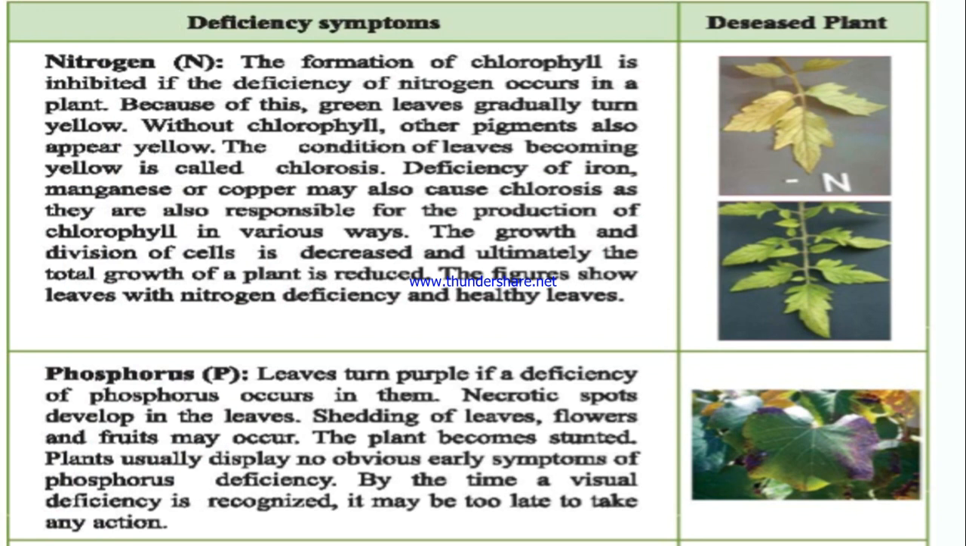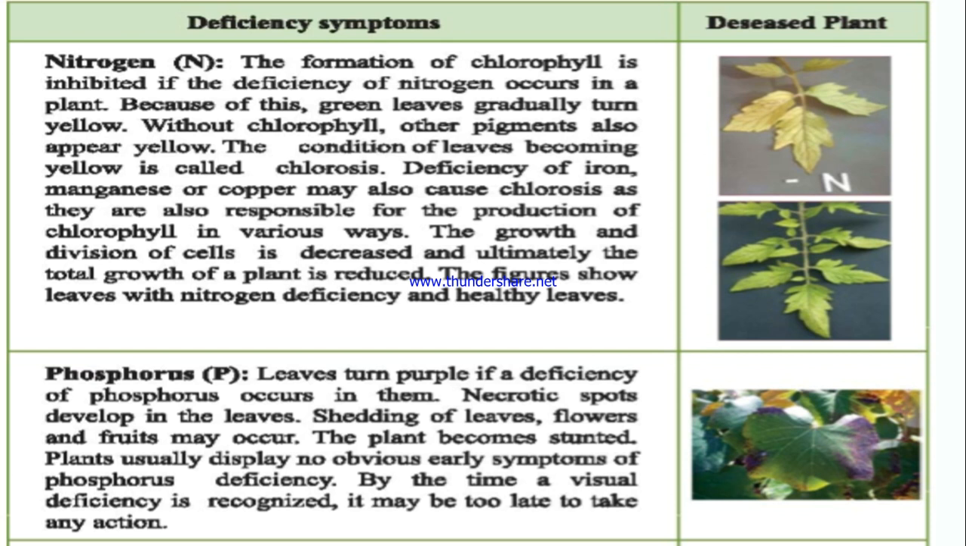Like in case of nitrogen, we know if there is any shortage of nitrogen, the formation of chlorophyll will be hampered. So we know chlorophyll is responsible for the green color of plant. So if there is any deficiency of nitrogen, the green leaf of the plant will gradually turn into yellow. So this condition is actually called chlorosis.